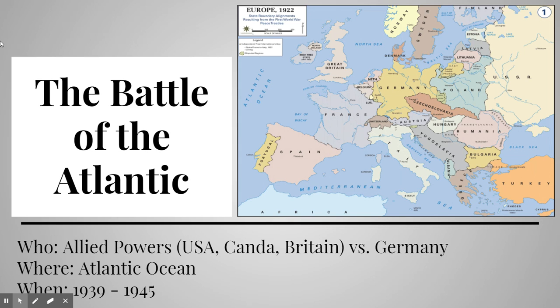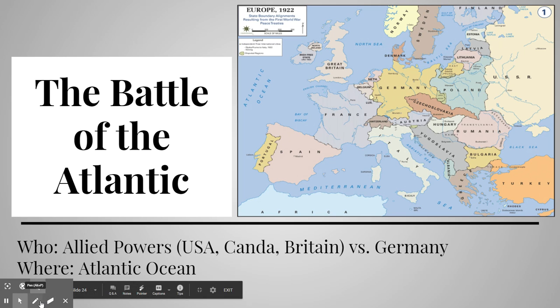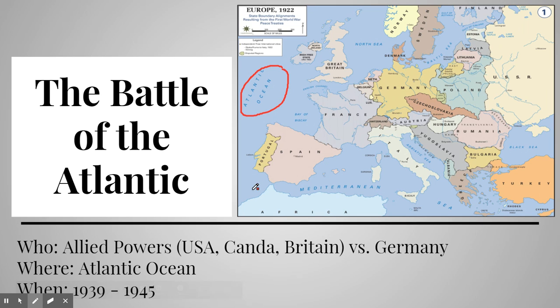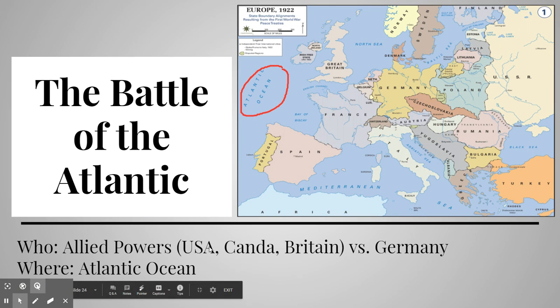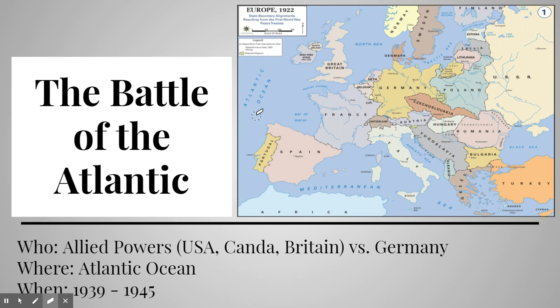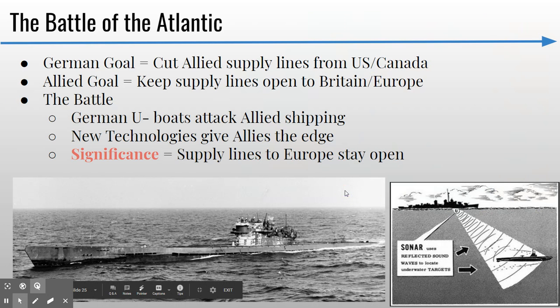The other kind of front that is going on during the whole time in Europe is the Battle of the Atlantic. So this is going to occur out here in the Atlantic Ocean between Europe and Africa and the Americas over here. And it's going to be between mostly the United States, Canada, and Britain, and Germany. By the end of the war, it's pretty much going to be the United States fighting it, but this happens the entirety of the war as well.